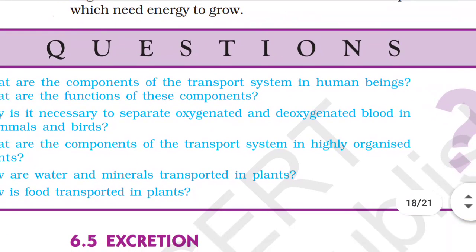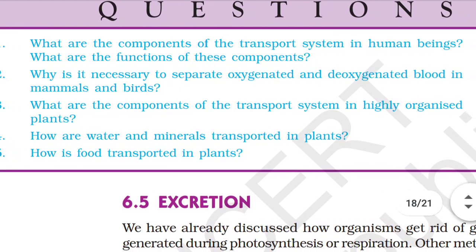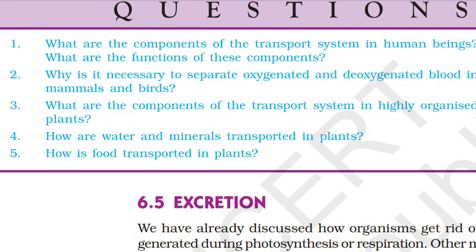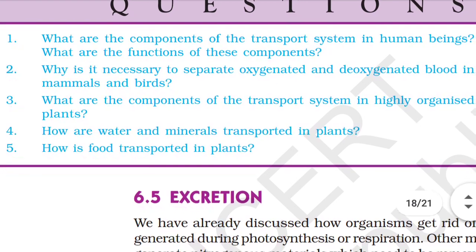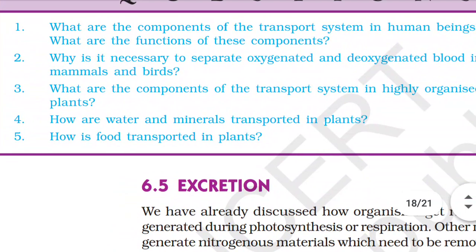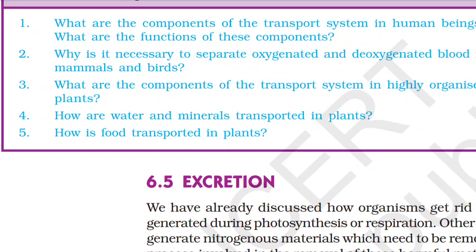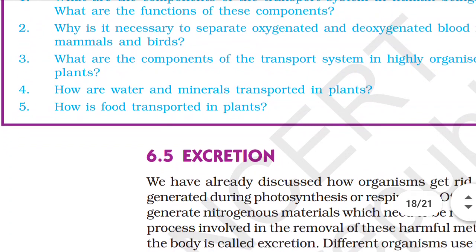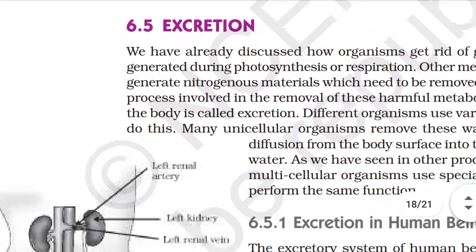Questions. Number 1. What are the components of the transport system in human beings? What are the functions of these components? Number 2. Why is it necessary to separate oxygenated and deoxygenated blood in mammals and birds? Number 3. What are the components of the transport system in highly organized plants? Number 4. How are water and minerals transported in plants? Number 5 and the last one, how is food transported in plants?